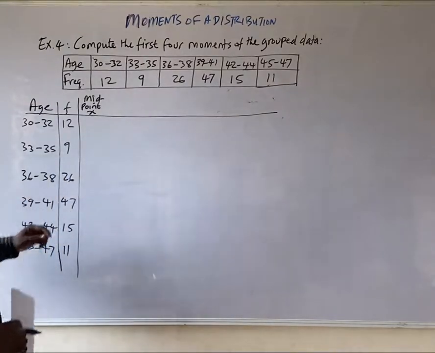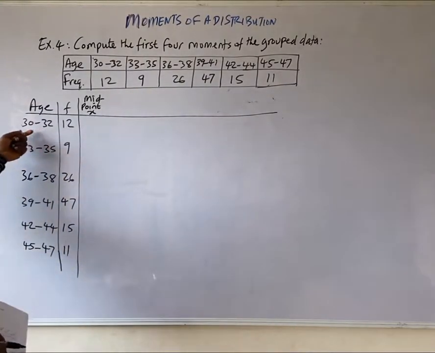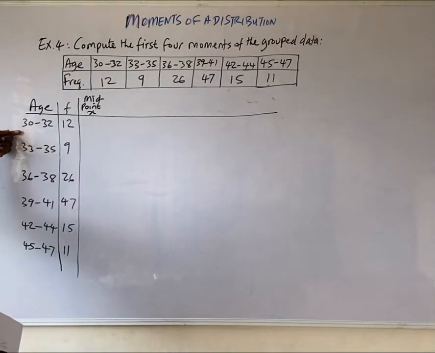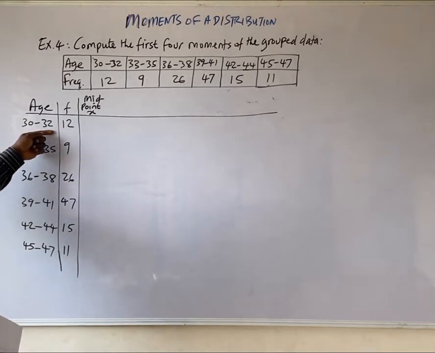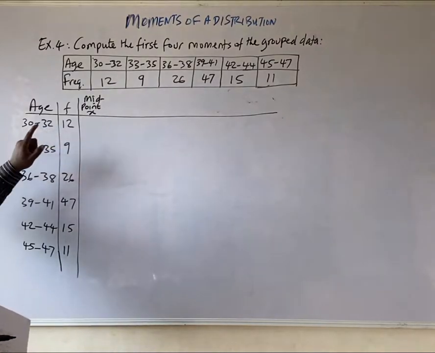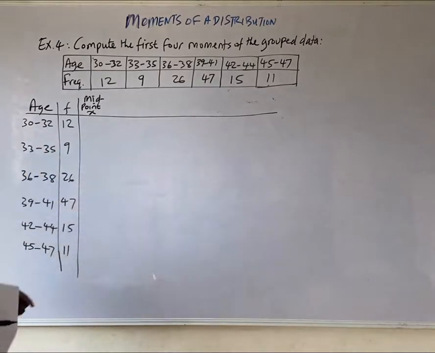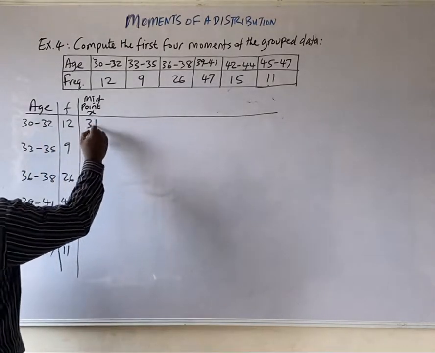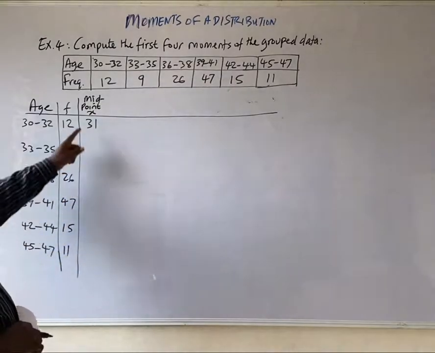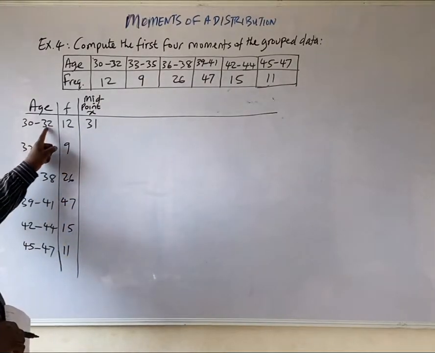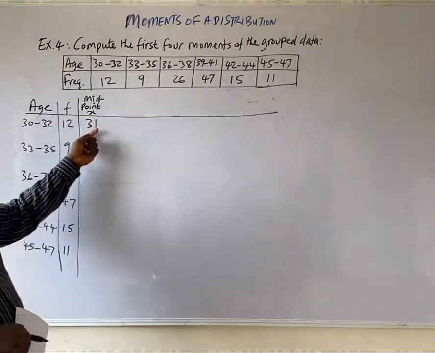Now the midpoint is given as the summation of the lower limit of the class interval and the upper limit of the class interval divided by 2. In this case, we have 30 plus 32, which gives us 62. If we divide 62 by 2, we have 31. So this becomes the midpoint, which is the x value. 30 plus 32 divided by 2 gives us 31.